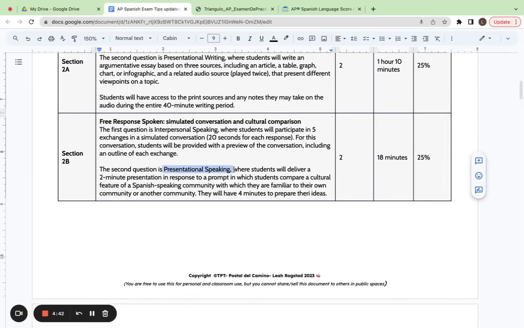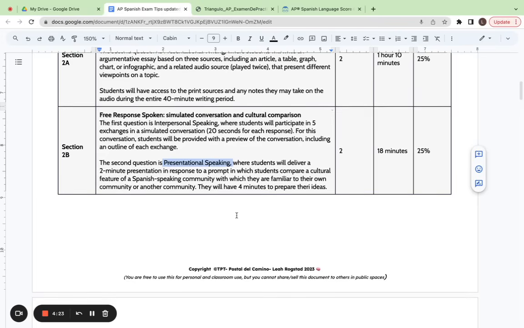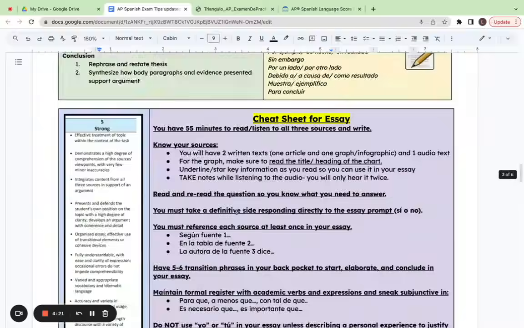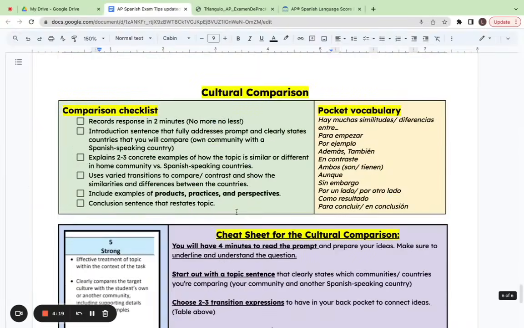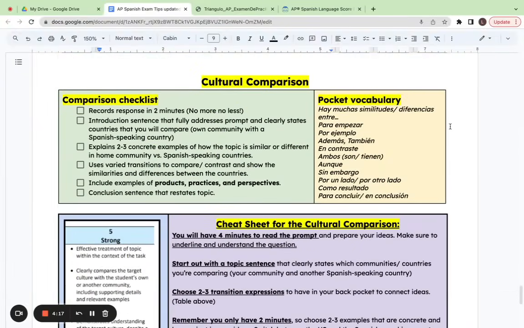You will deliver a 2-minute presentation in response to a prompt where you will compare some kind of cultural feature or topic of a Spanish speaking country with your own community. And this will be 4 minutes of preparation and then 2 minutes of recording. And overall, it is 12.5% of your overall AP score. So let's look at some examples of what you should include.